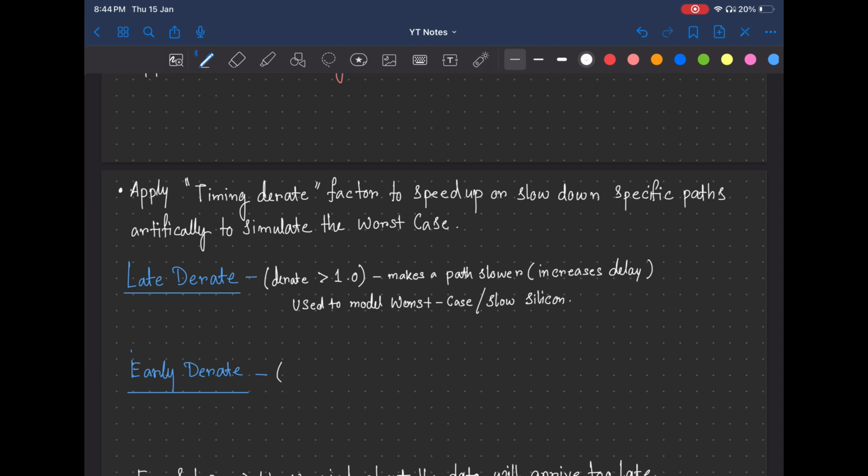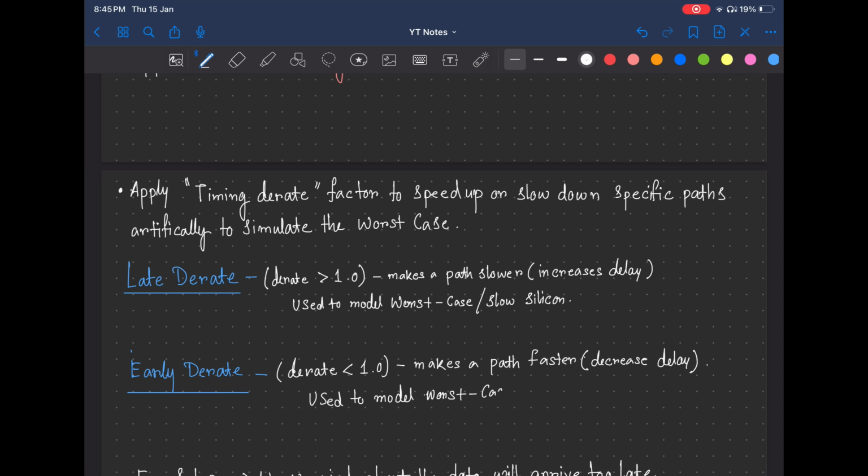And early derate, obviously the derate factor is less than 1, and it makes a path faster, which decreases the delay, and it is used to model worst case, or you can say fast silicon.